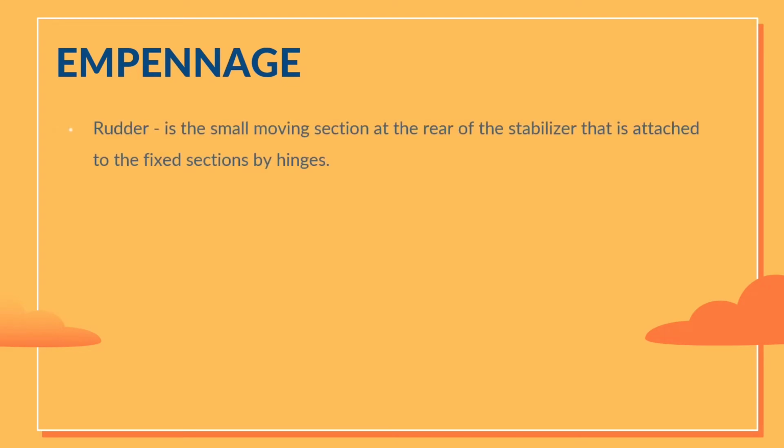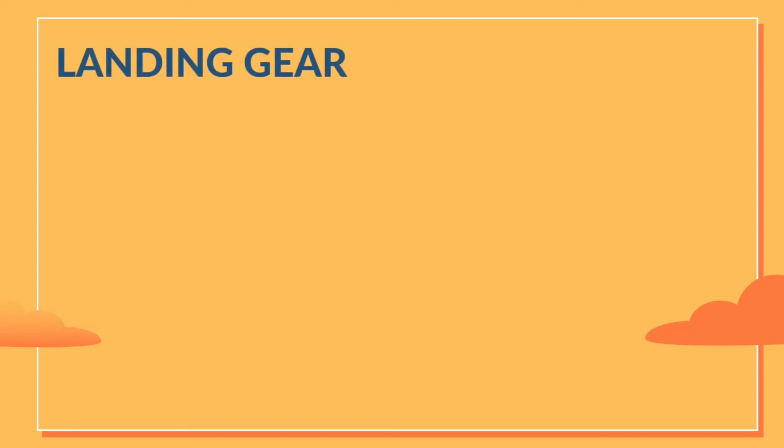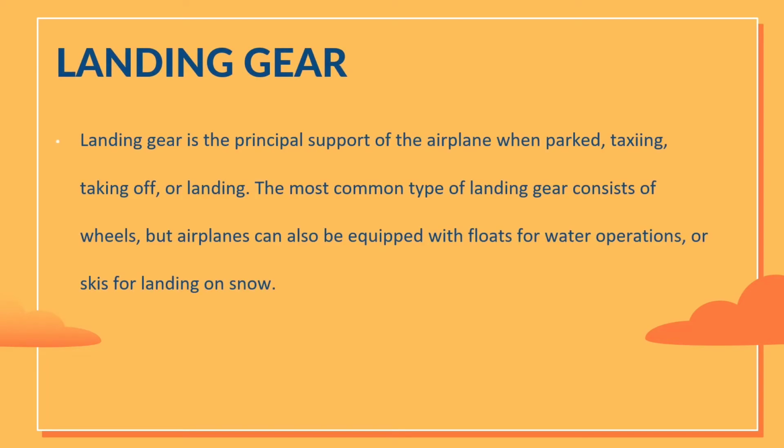The rudder is the small moving section at the rear of the stabilizer that is attached to the fixed sections by hinges. The elevator is a movable aerofoil that controls changes in pitch, the up and down motion of the aircraft's nose. Trim tabs are small secondary flight control surfaces that are attached to the trailing edge of a larger primary control surface such as an elevator or rudder.